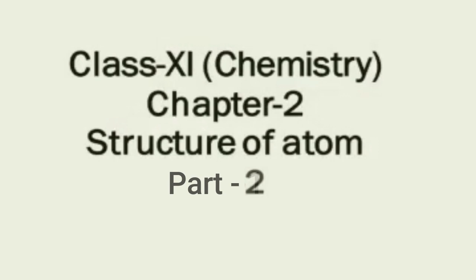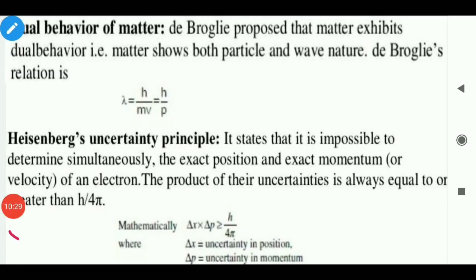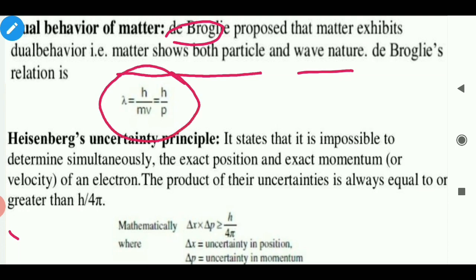Today we will start with chapter number 2, that is structure of atom. Dual behavior of matter. De Broglie proposed that matter exhibits dual behavior, that is, matter shows both particle and wave nature. De Broglie relation is lambda equal to h upon mv.